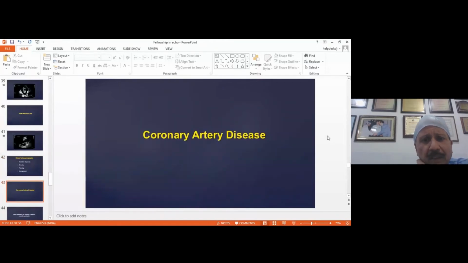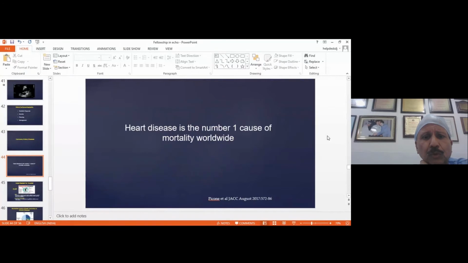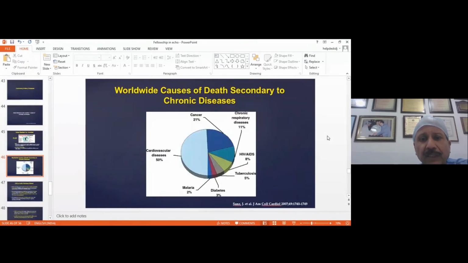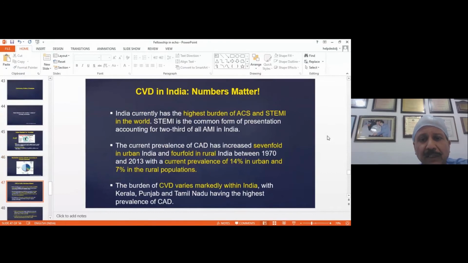I will take 2 minutes to talk about coronary artery disease, but I'll put it in perspective: heart disease, as Pinto said in the JACC editorial, is the number one cause of mortality worldwide. If you look at India, India has the highest rates of cardiovascular disease, much above cancers and chronic respiratory illnesses. And worldwide, 50% of all cardiovascular disease is a result of coronary artery disease.